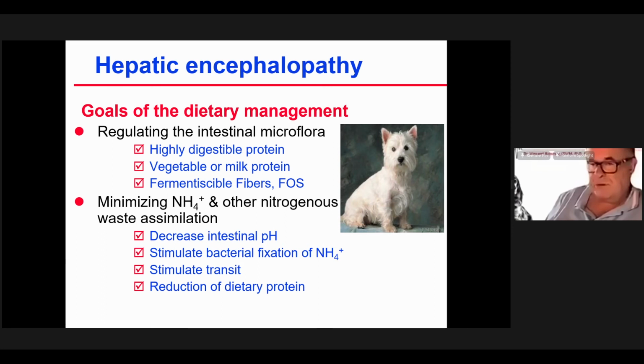We want to stimulate transit, because the longer we leave the nutrients in the hind gut, the more fermentation we can get. And of course, you don't want to give too much substrate to the bacteria, too much bad substrate, that is a protein that is not digested in the intestine. Also, even if the protein is digested, it's transformed in ammonia and in urea in the liver, and that urea is then secreted again in the hind gut, where it's a source of ammonia again. So you see there's a vicious cycle. So that's why you really don't want to give too much protein to those patients.